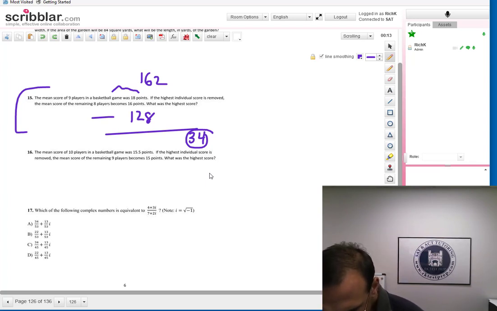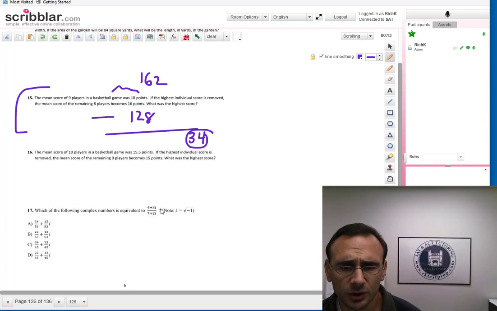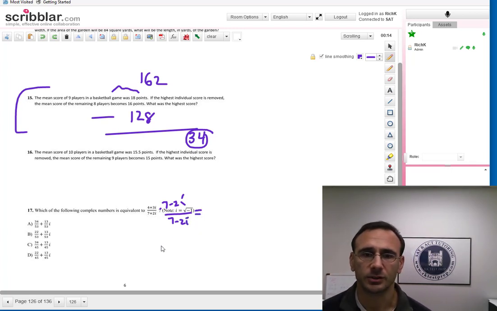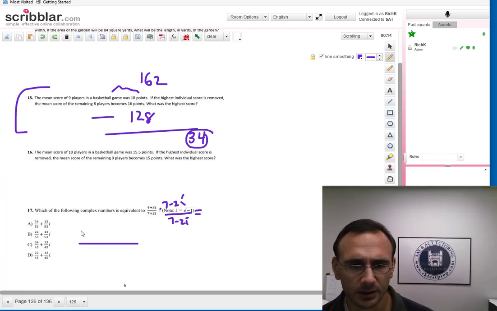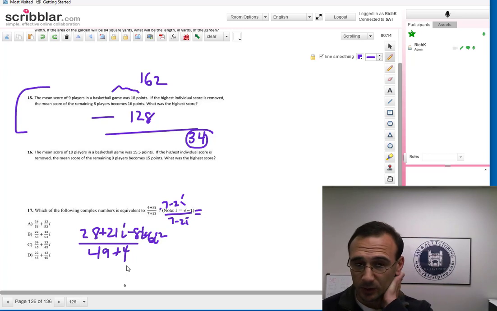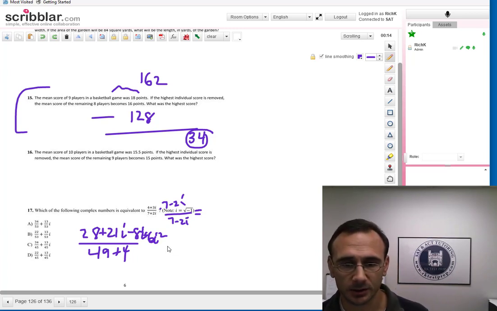17, we have to change up this complex number. Recall that we can't have i's on the bottom of a fraction, so we have to times by the conjugate, which is the same thing, just flip the middle sign. So we get 28 plus 21i minus 8i minus 6i squared over 49 plus 4. It's minus 4i squared, but i squared is -1. So that's going to be over 53.